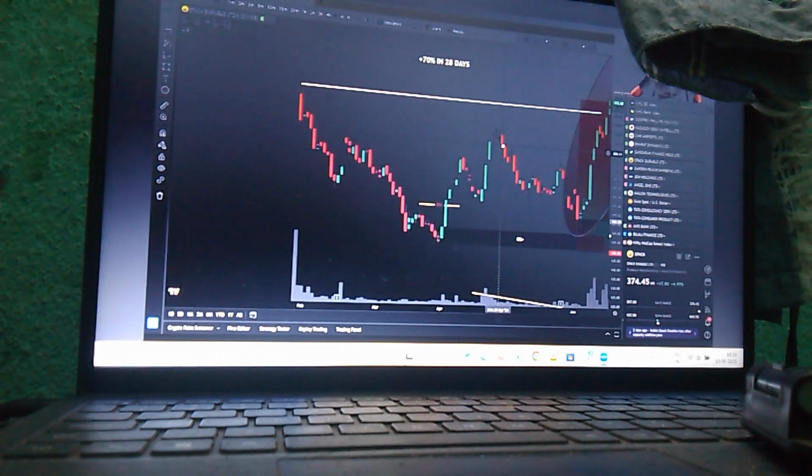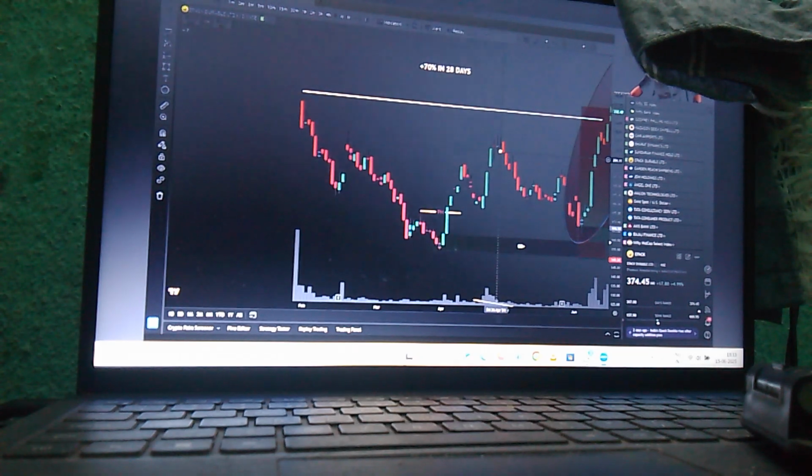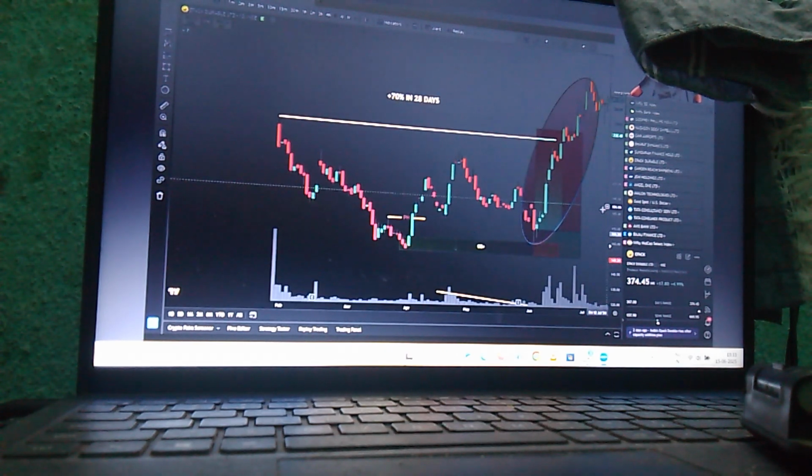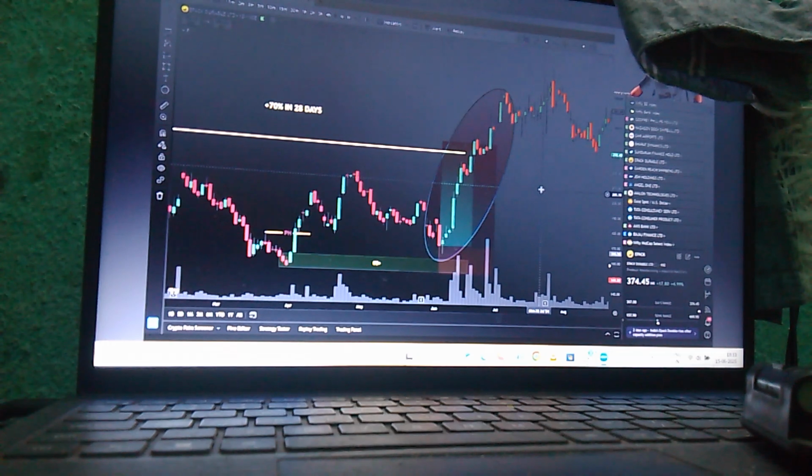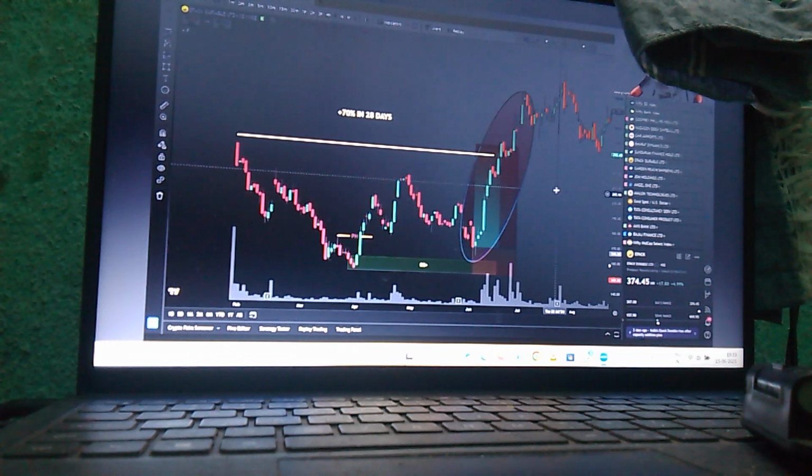And then boom, in less than 28 days, I've got a 70% move. I'm not even kidding. Just look at this, right? So this is like a 70% move that has come up in the chart in literally no time. That's how powerful this is.